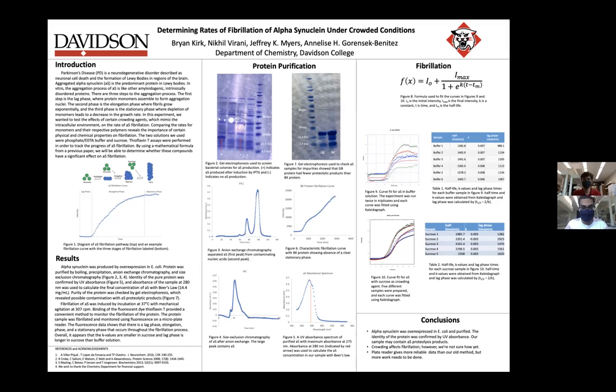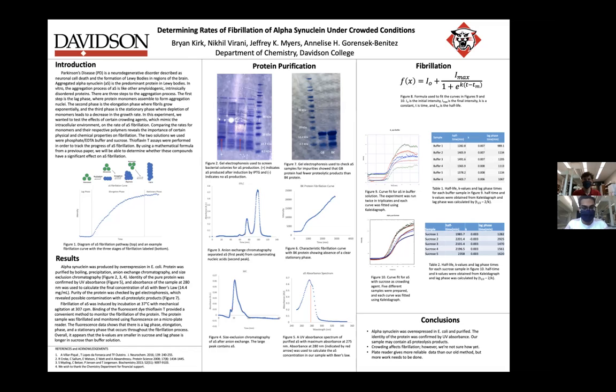Figure 10 is the curve fit for alpha-syn using sucrose as a crowding agent. In table 2 are the half-life, K-value, and lag phase times for the sucrose samples in figure 10. Half-life and K-values were calculated by using the formula in figure 8. Then lag phase time was calculated by taking the half-life and subtracting 2 divided by the K constant value. We can see that the fluorescence data shows that there is a lag phase, elongation phase, and a stationary phase that occurs throughout the fibrillation process.